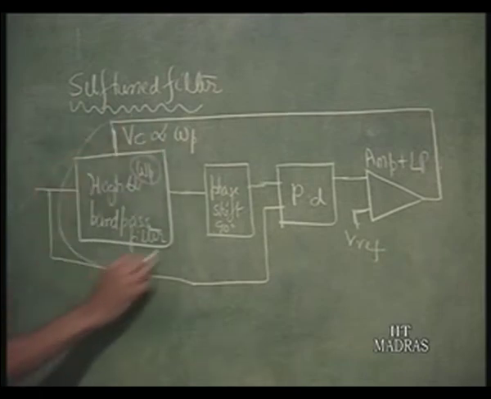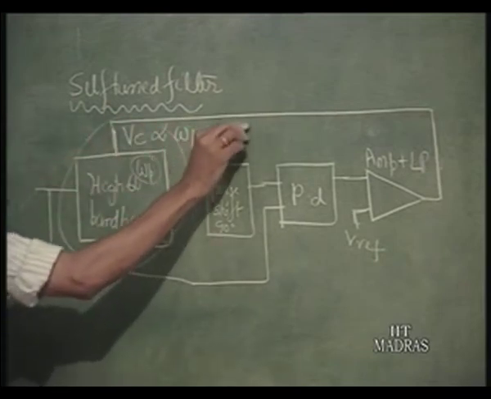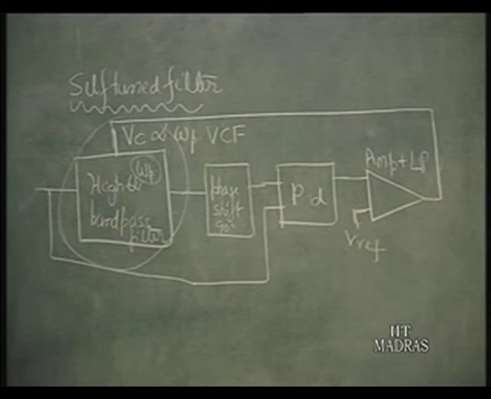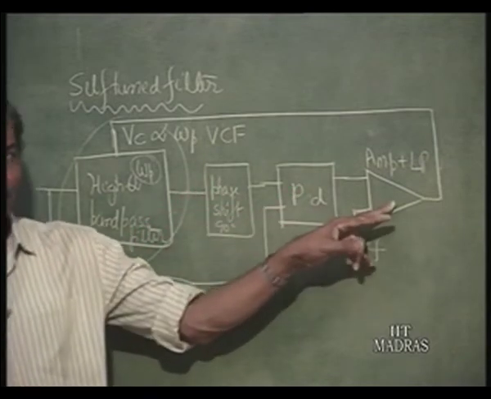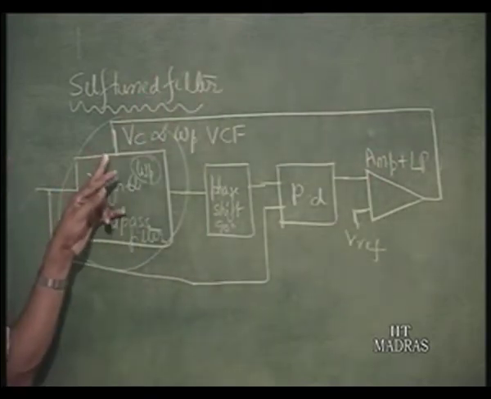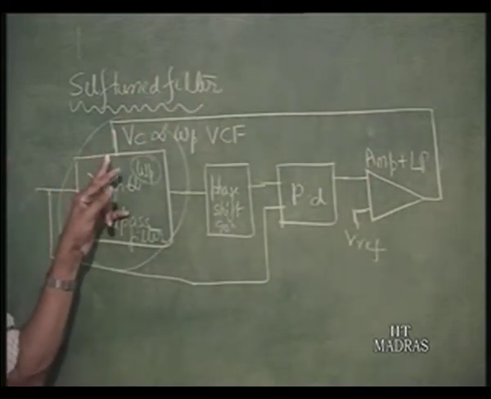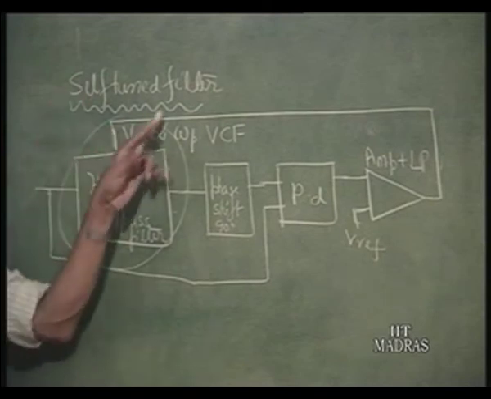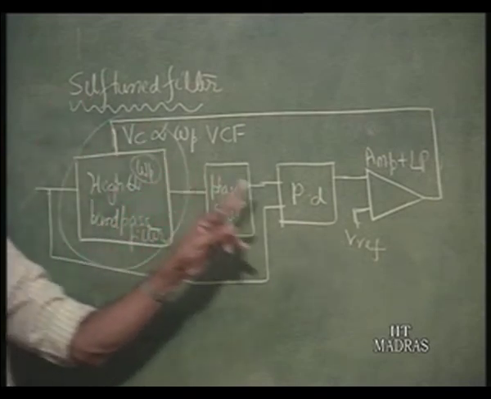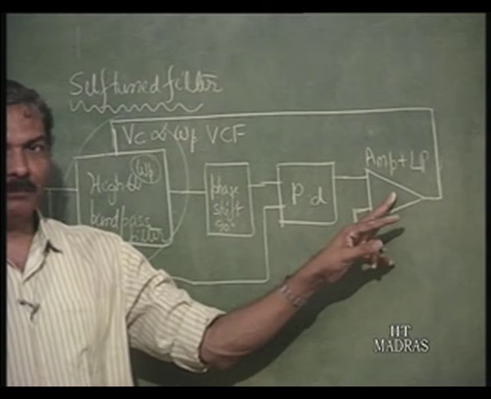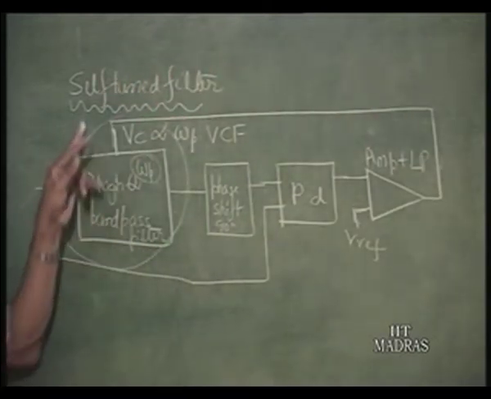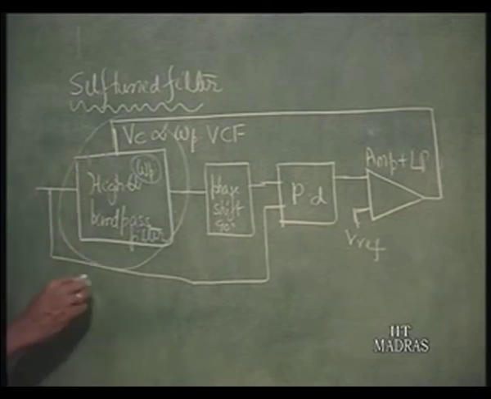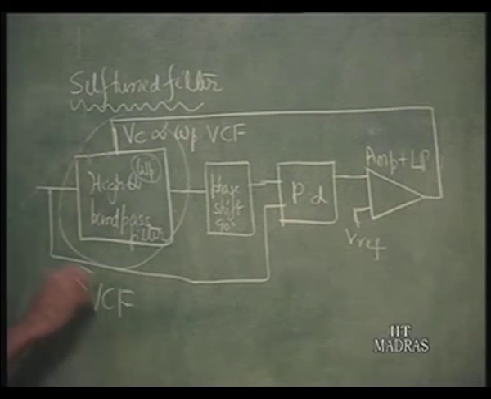this is nothing but voltage controlled filter instead of VCO. So you have the phase detector, amplifier plus low pass filter, and instead of VCO we have voltage controlled filter, then it becomes a self tuned filter. In the case of phase lock loop, it was phase detector, amplifier plus low pass filter and VCO. Here it is VCF. So this is nothing but voltage control filter which has become self tuned.